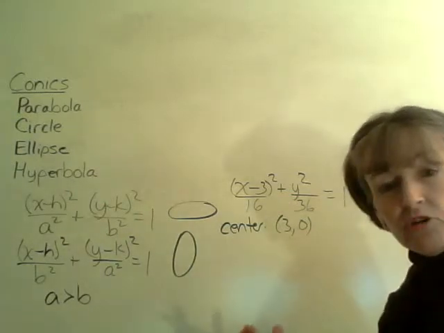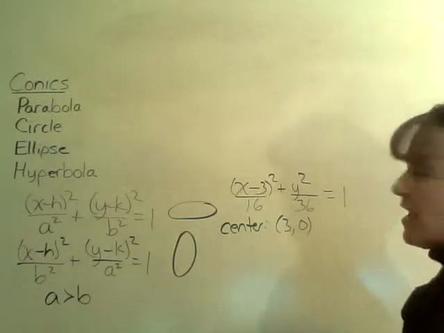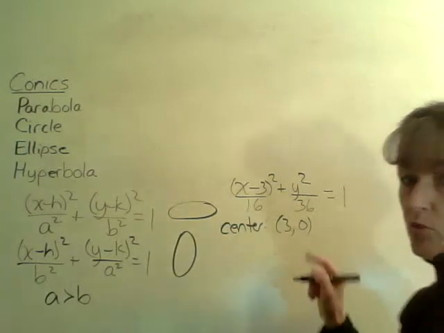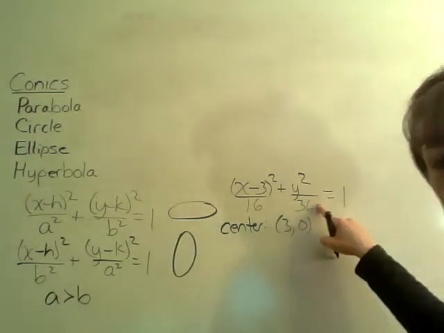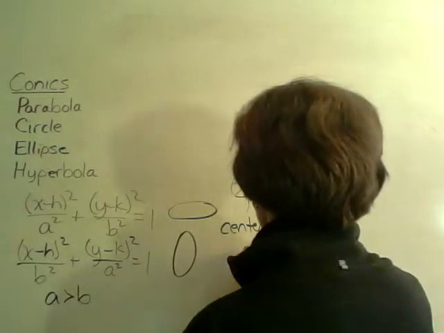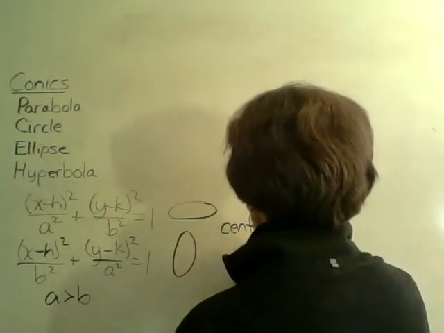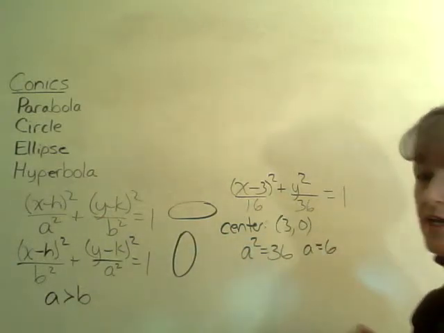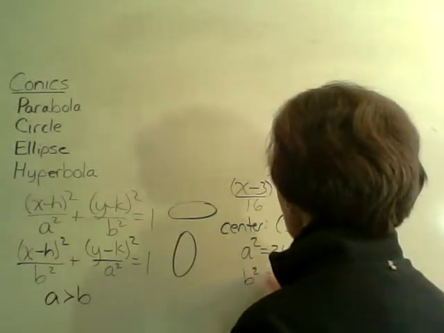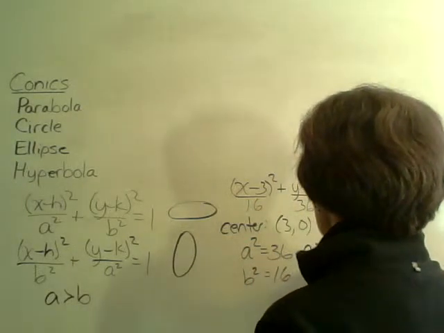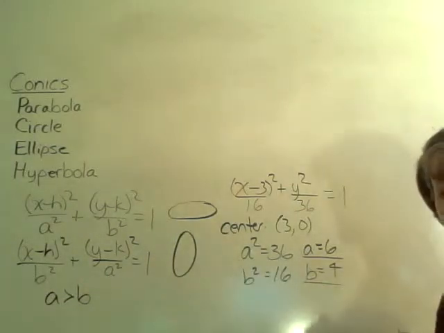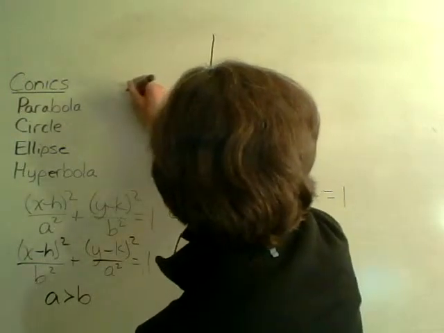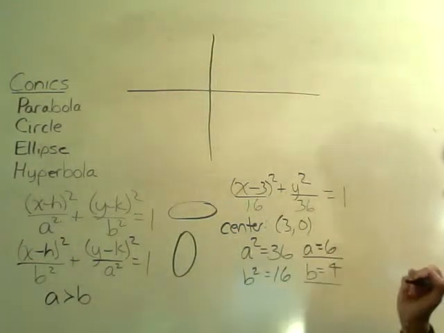Now a and b are going to help me draw my ellipse, and a is going to help me identify my vertices. So I'm going to define a and b. Well, we can see that the larger number is 36. So that means that a squared is 36, and that means that a is 6. It means that b squared is 16, which means that b is 4. I need to know a and I need to know b in order to sketch my ellipse. And so here's what the sketch of this ellipse is going to look like. All right, my center is (3, 0).